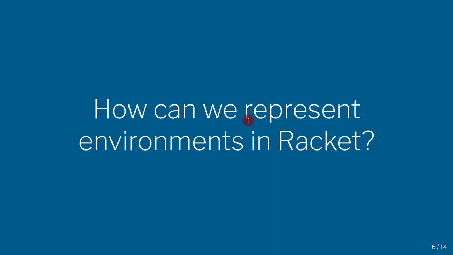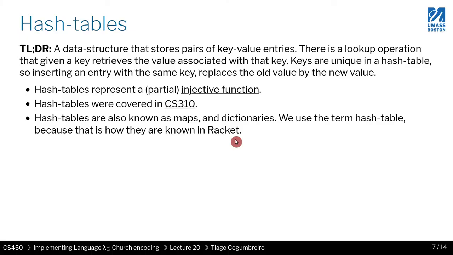Next, we could think about how we represent environments in Racket. And of course, this is talking about the environments that we learned in the previous lesson, right? So what we're going to use is hash tables, which in Racket is short for just hash, is the name that is used. And it represents partial injective functions. Hash tables are covered in CS310, which is a prereq of this course. They're also known as maps or dictionaries, and we use the term hash table just because that's how they're known in Racket. But if you wanted to go more abstract, you would go for maps.